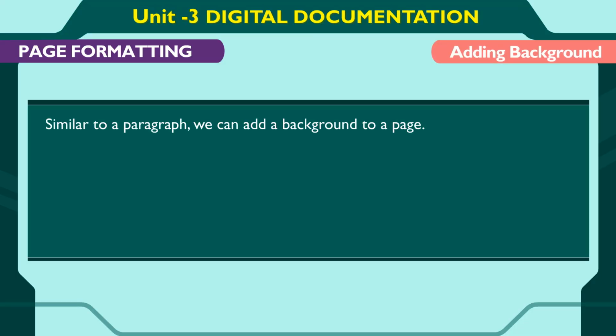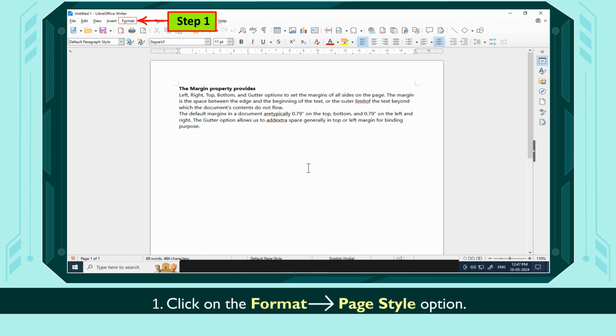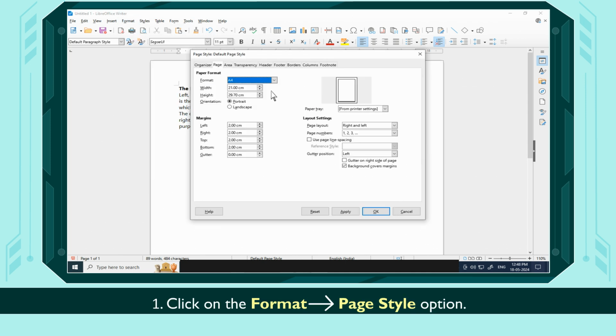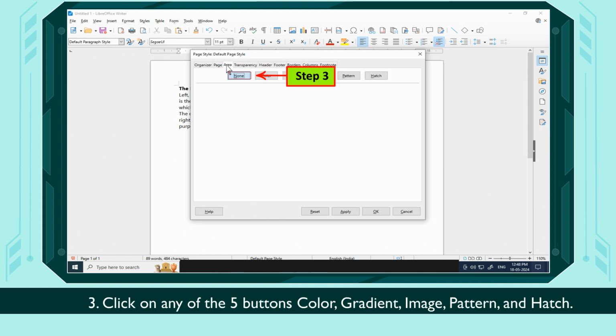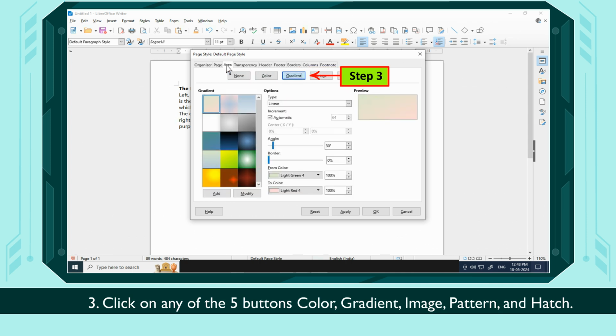Adding background. Similar to a paragraph, we can add a background to a page. Follow the given steps to add a background to the page. 1. Click on the Format menu, then the Page Style option. The Page Style dialog box appears.